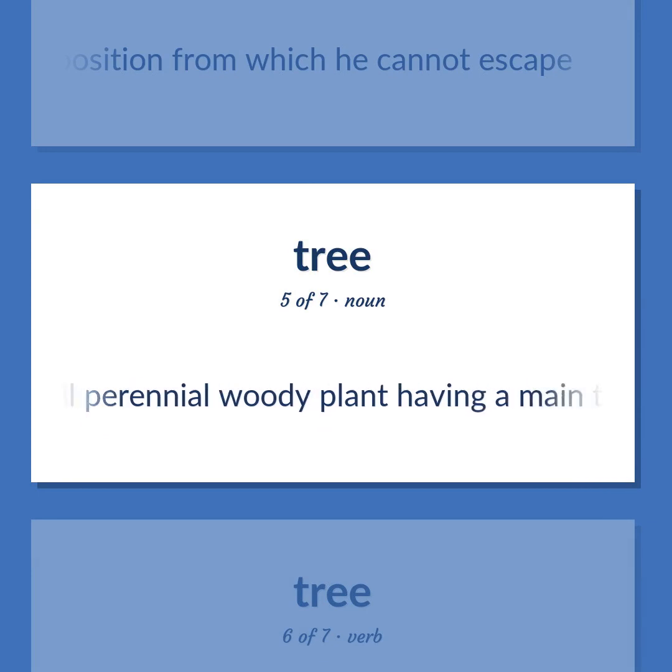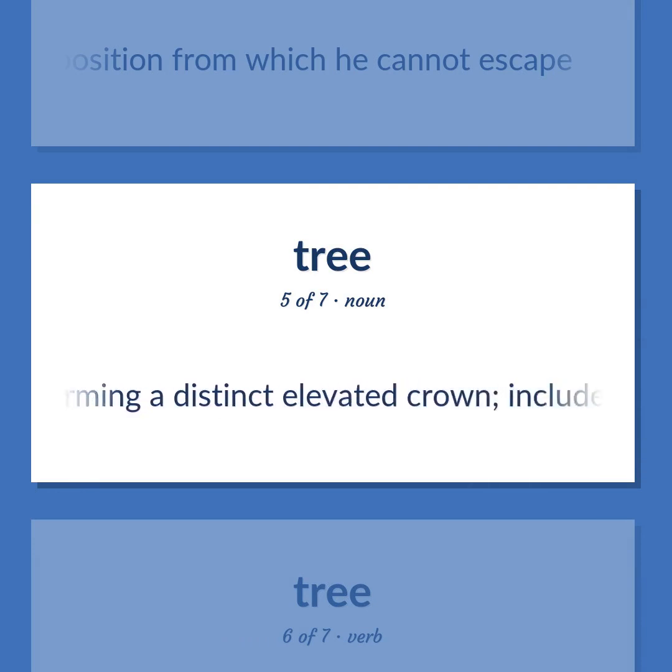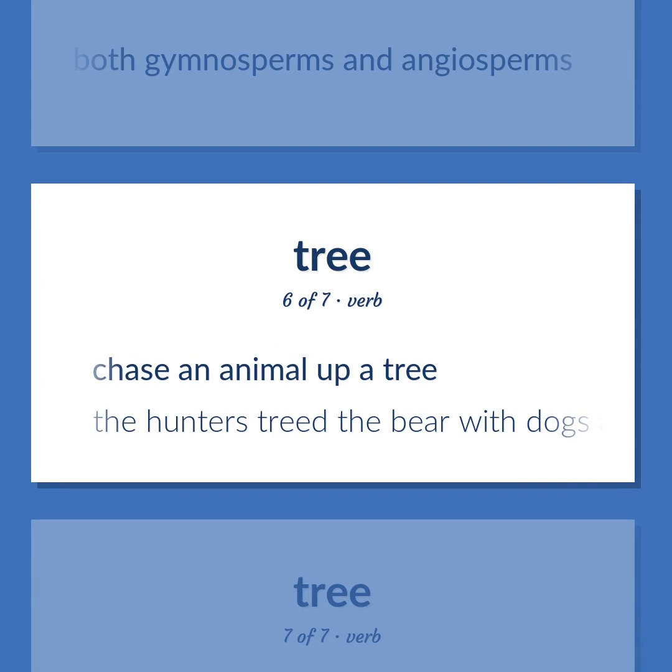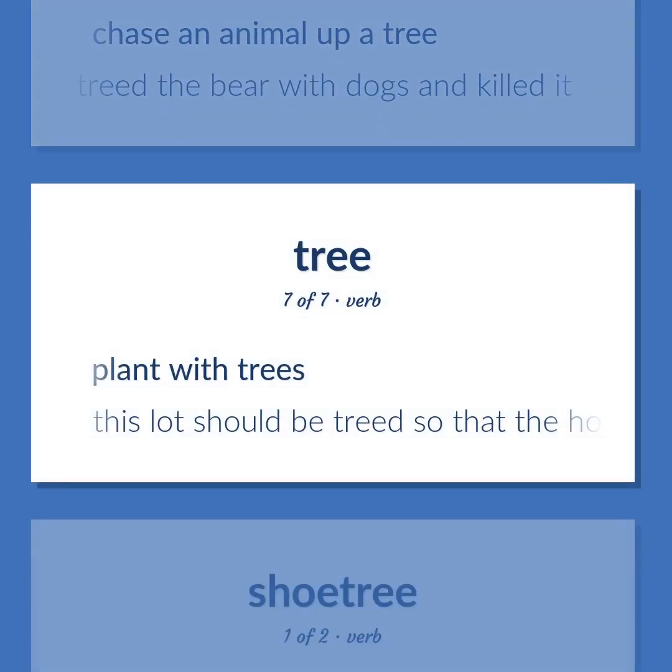A tall perennial woody plant having a main trunk and branches forming a distinct elevated crown. Includes both gymnosperms and angiosperms. Chase an animal up a tree. The hunters treed the bear with dogs and killed it. Plant with trees. This lot should be treed so that the house will be shaded in summer.